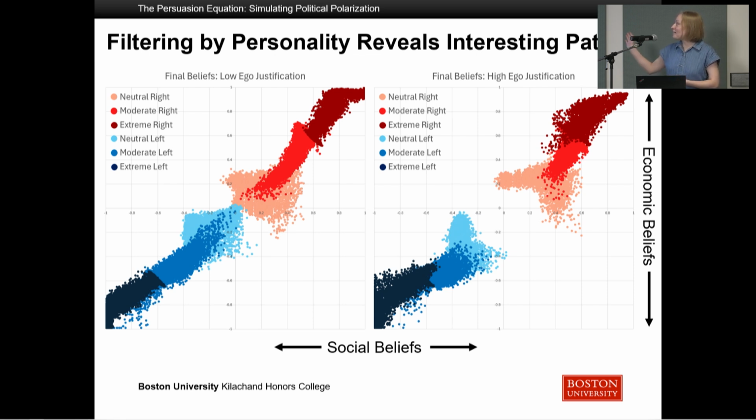And you can see that people with low ego justification on the left have a similar distribution to everyone else. But on the right, people with high ego justification, even the people who started near the middle, ended up further away from the center over time after being exposed to messages. So that sort of shows how people who seek out affirming information, even if they start out with very neutral views, will be pushed away from the center.